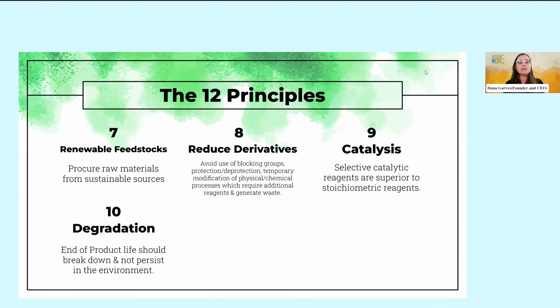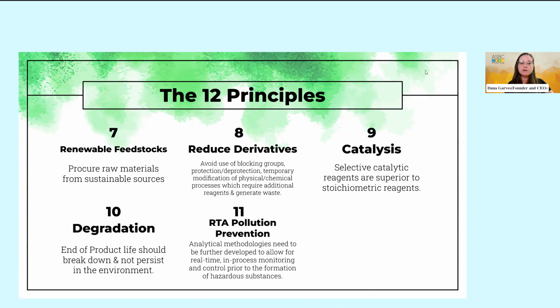Number 11, real-time analysis for pollution prevention. So analytical methodologies need to be further developed to allow for real-time in-process monitoring and control prior to the formation of hazardous substances. So looking at the entire chemical process and each individual part and analyzing how that part is going to persist in the environment and keeping track of what happens over time to each of those.